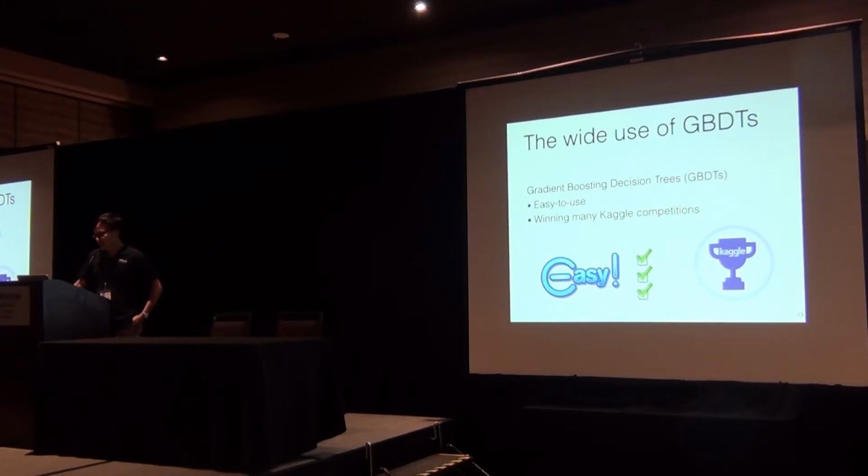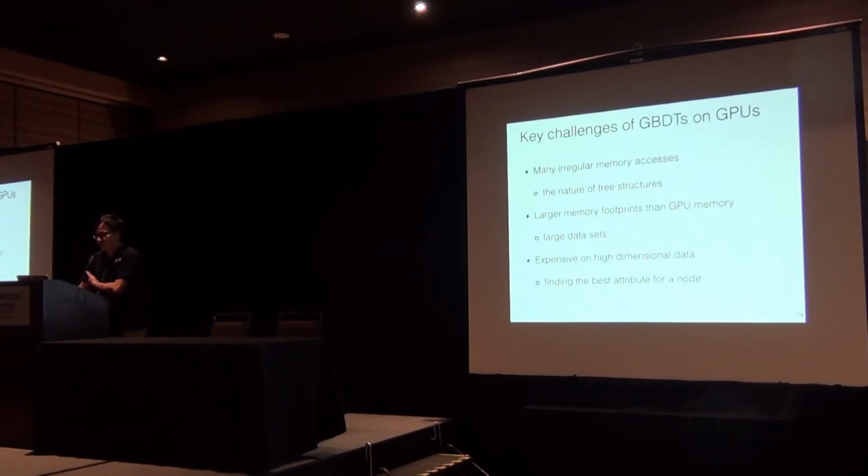The short name for gradient boosting decision tree is GBDT. This algorithm is also very popular, particularly for tabular data. It's easy to use, and also it has the capability to win many data mining and machine learning competitions. When we are designing the GPU-based algorithm for these GBDTs, we also face a lot of challenges.